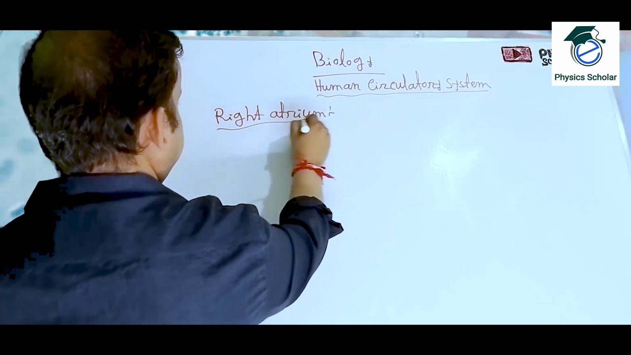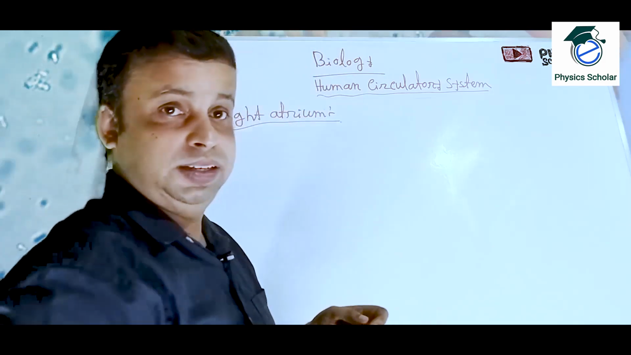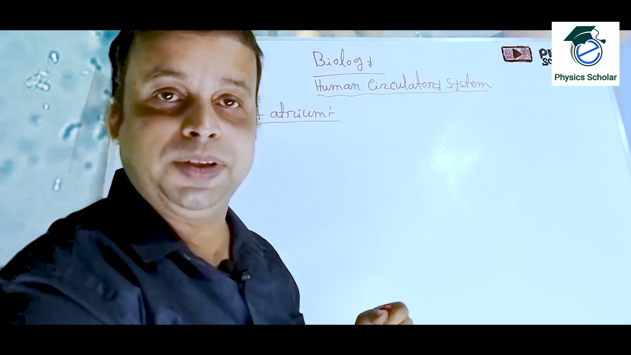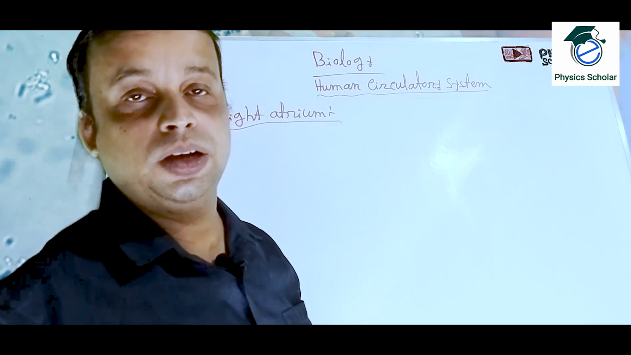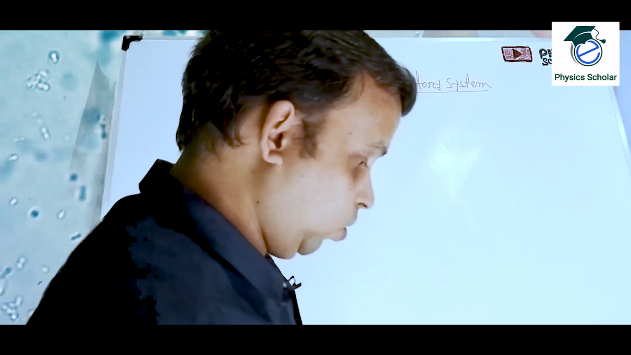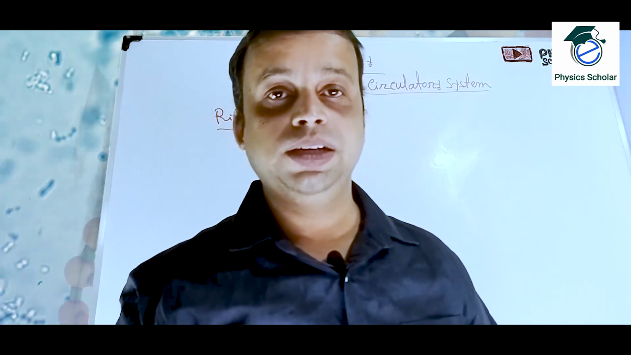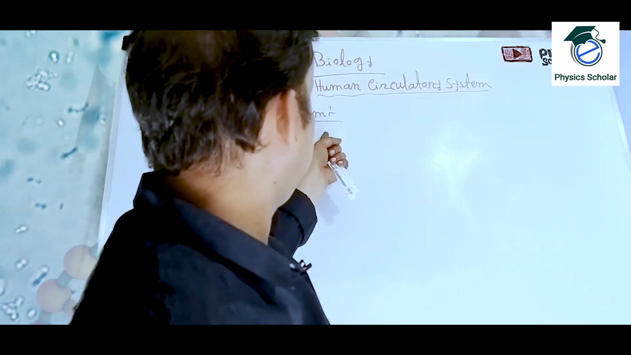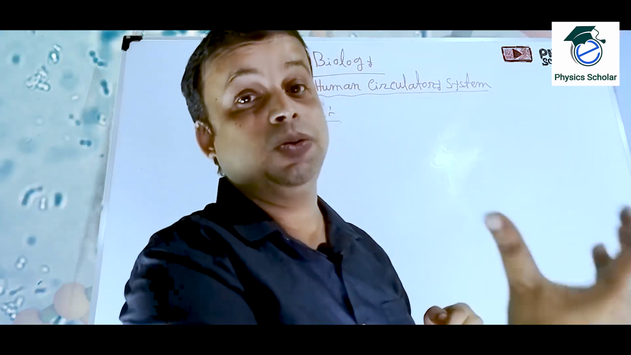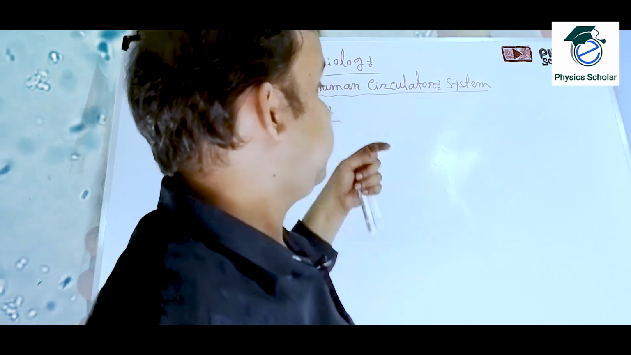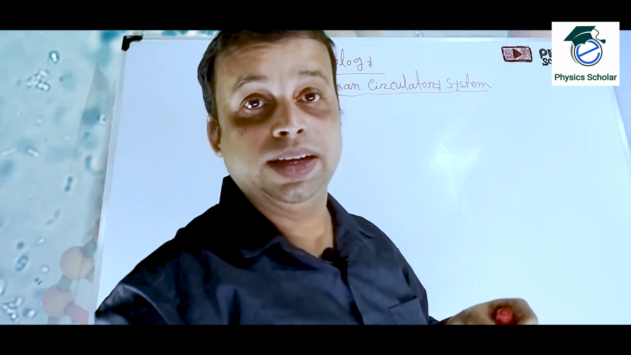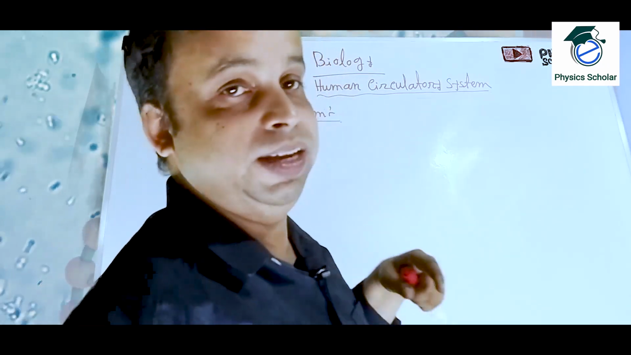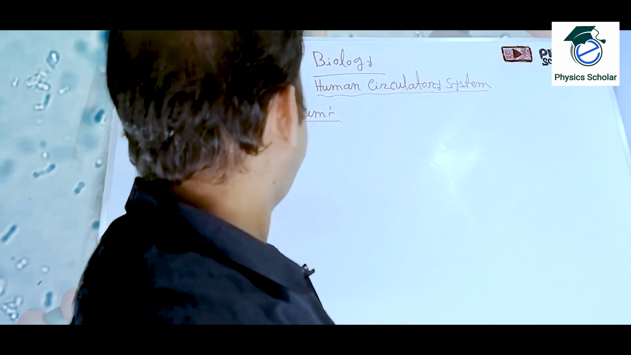Right atrium. Okay. So the right side upper chamber of our heart is known as the right atrium. What I told is that the left side deals with pure blood, and the right side deals with impure blood. That means it will receive more carbon dioxide compared to the pure blood, and all the deoxygenated or impure blood will come from all the parts of our body and be collected in the right atrium.